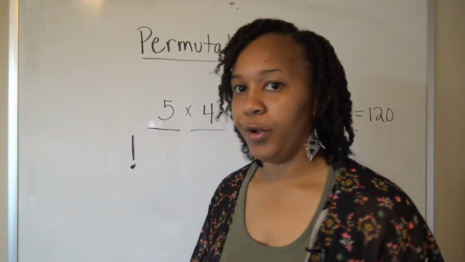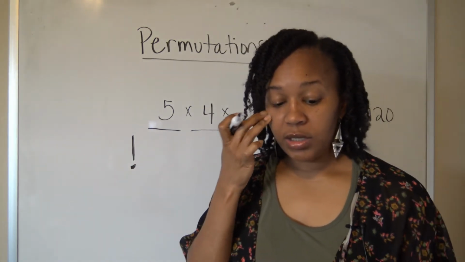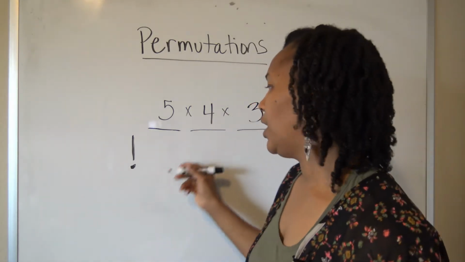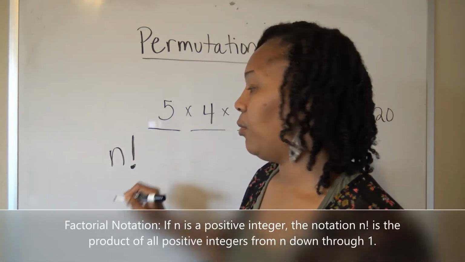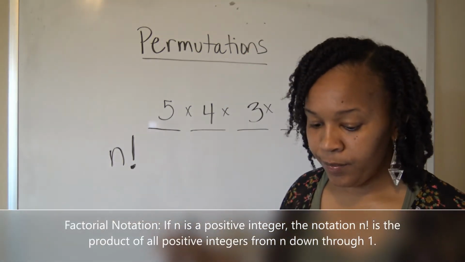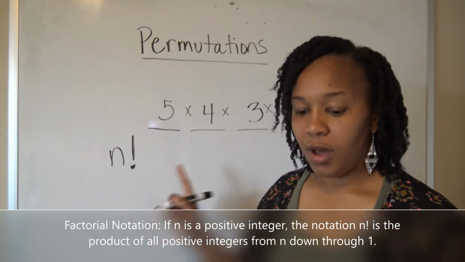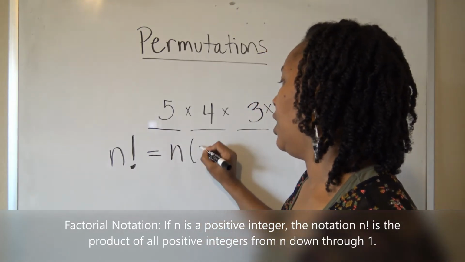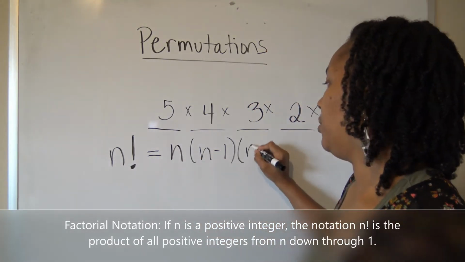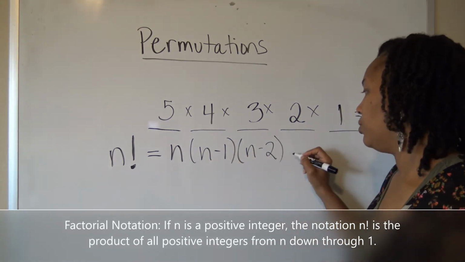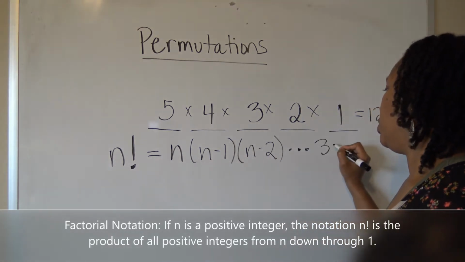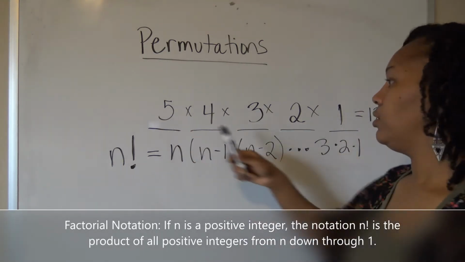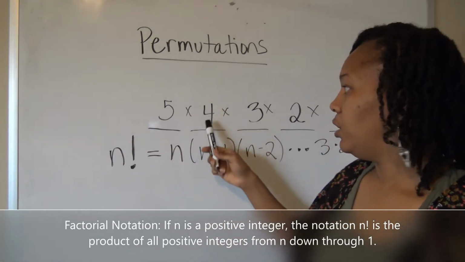Alrighty, for a factorial we use the symbol exclamation mark. That represents factorial. But a factorial notation means if n is a positive integer, then the notation n exclamation mark, which reads n factorial, is the product of all the positive integers from n down through 1. So that means n times n minus 1 times n minus 2. So basically you just keep decreasing the numbers each time all the way till you get down to 3 times 2 times 1. Okay, so basically you start with the number n and then you decrease it by 1 each time.